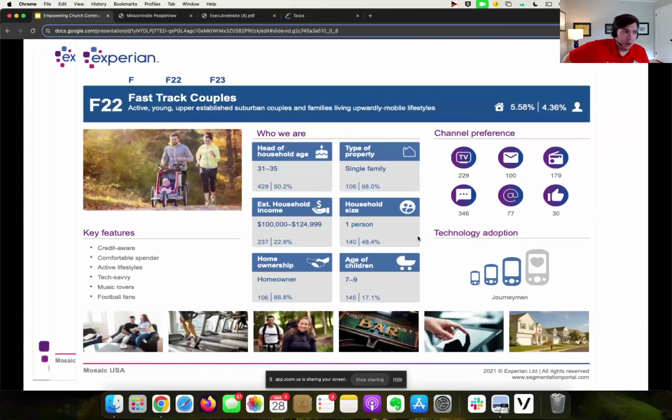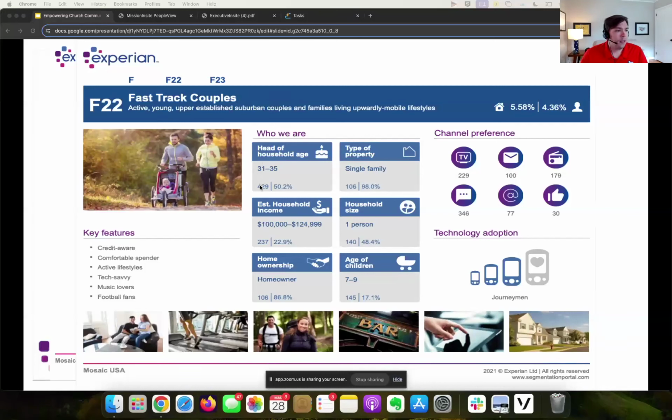But we're going to take a look at one of these segments, and this is called F22. These are our fast track couples. And actually, I'm going to pause for a second. I want to make sure that y'all can see my cursor. So if you can see my cursor on the screen, I'm moving it. Could you please raise your hand? I want to make sure as I'm pointing to things that we're all seeing it. Awesome. Thank you, guys. So this segment is called Fast Track Couples.